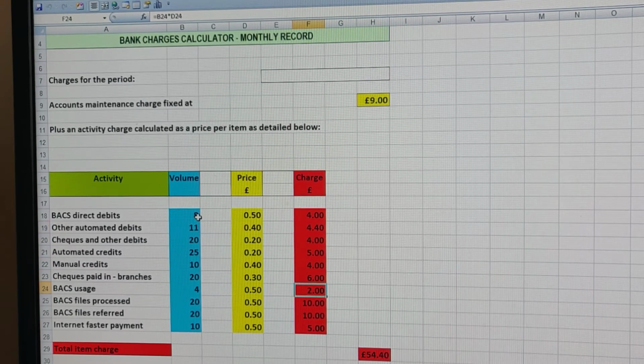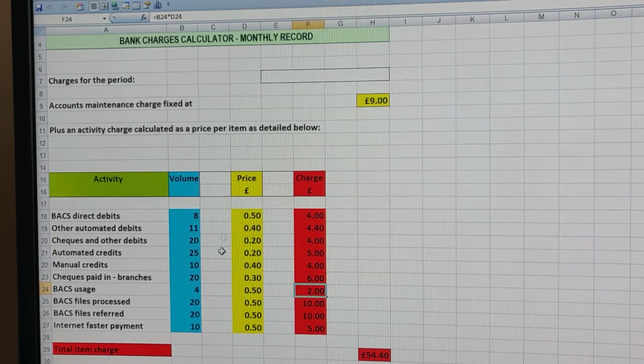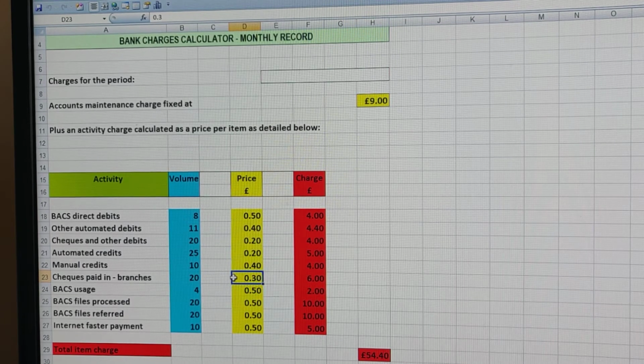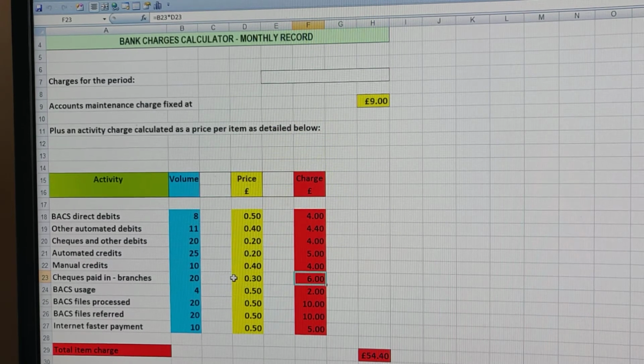Bank charges, payment by BACS, manual credits, checks paid in, check deposits at the bank's counter. How many checks will you be depositing every month? On average, if you tell your bank manager you'll be depositing 20 checks, the bank manager will probably say, okay, every check will cost you 30 pence, which means in a month, the bank will charge you £6 for all the checks that you have deposited.